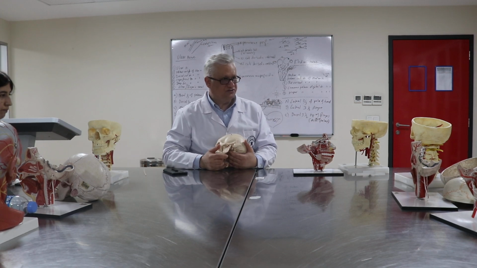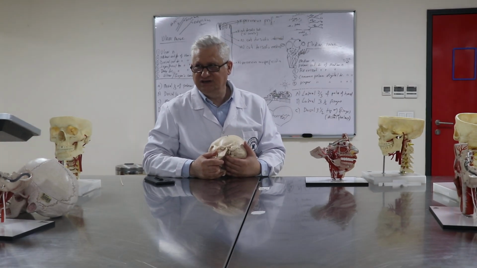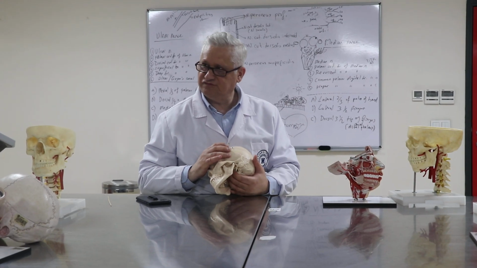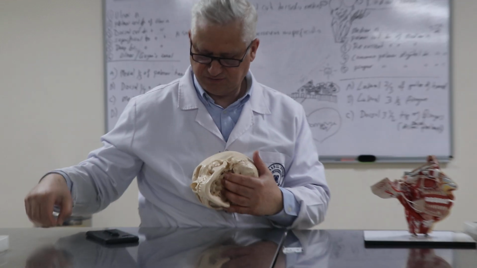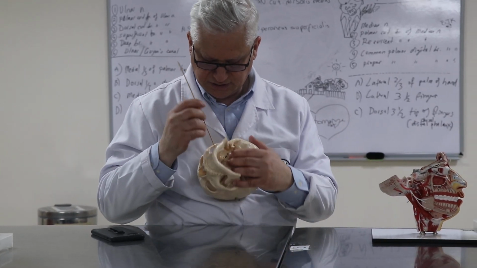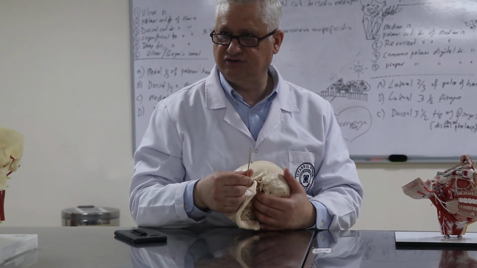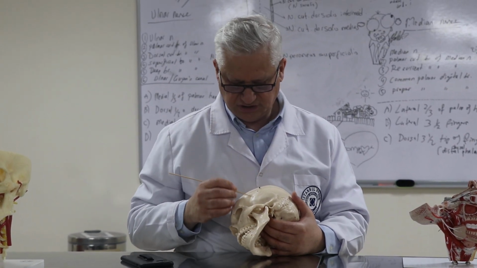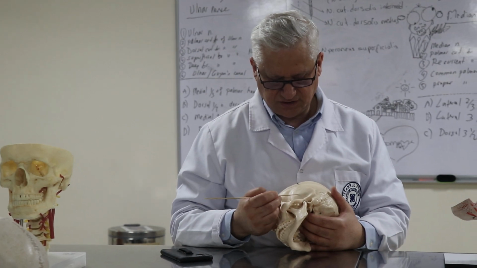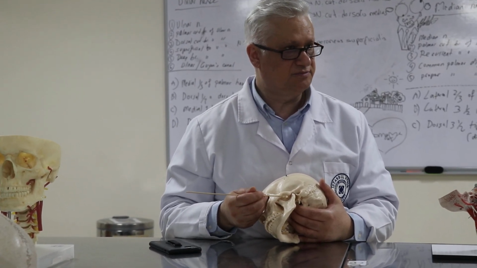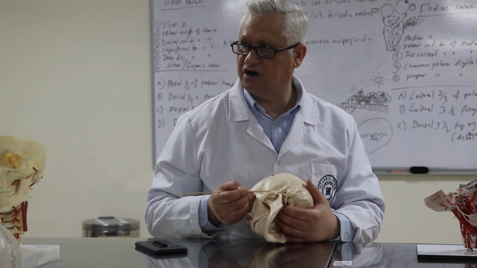Today we're going to look at the fossae: the temporal fossa, the infratemporal fossa, and the pterygopalatine fossa. We have three fossae to look at. The temporal fossa and infratemporal fossa are basically divided by the zygomatic arch.